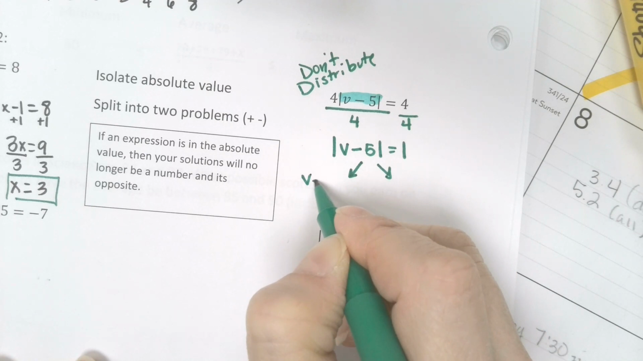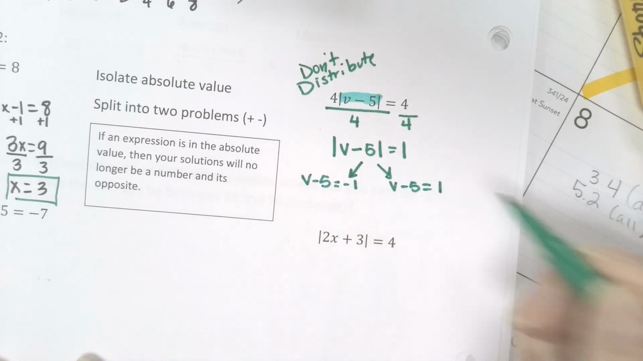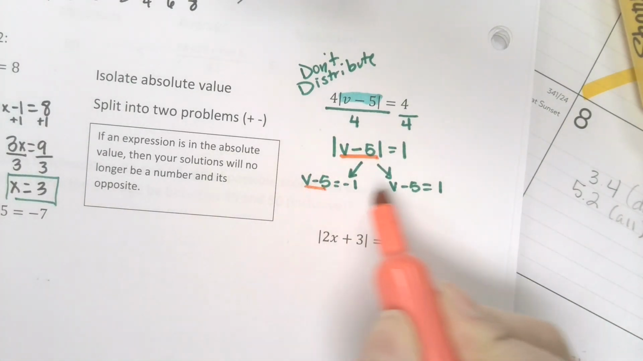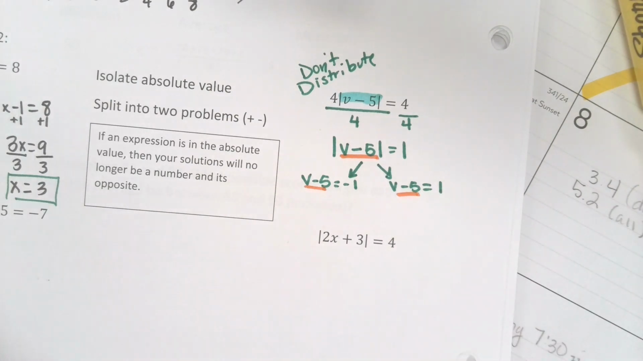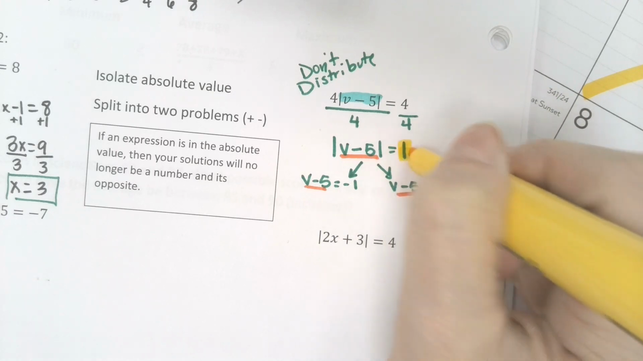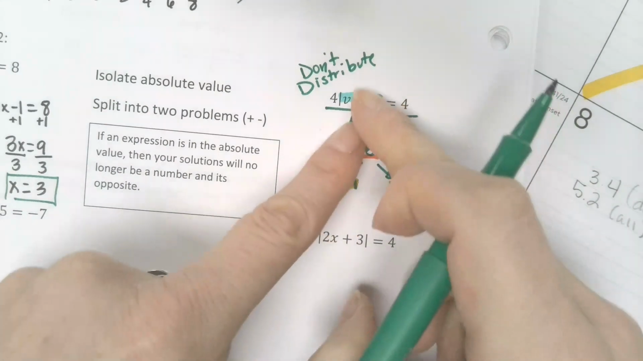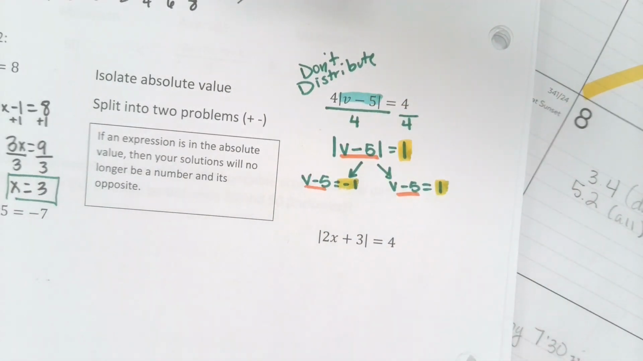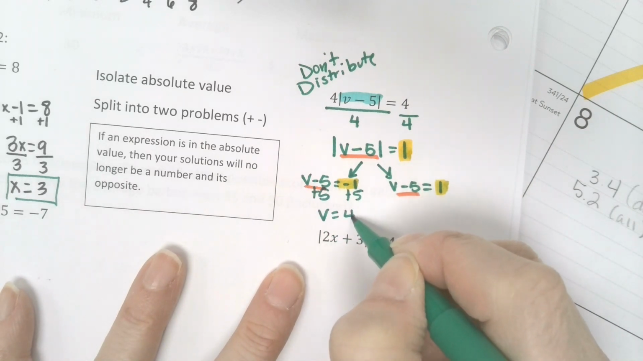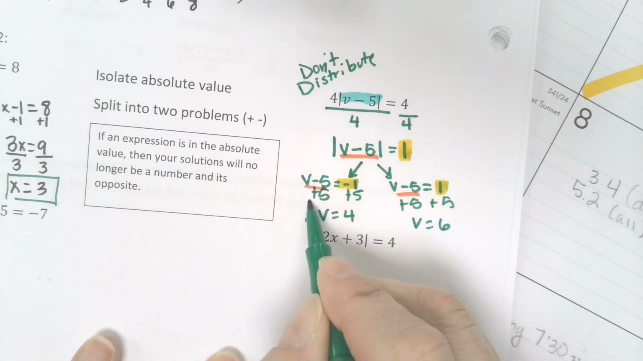And I'm going to say v minus 5 equals negative 1, and v minus 5 equals 1. Notice when I do this that this part of it doesn't change. They're both v minus 5. What's changing is this part. The 1 shows as a 1 and a negative 1. I'm solving for the fact that this might have been either 1 or negative 1. I add 5, I get v equals 4. I add 5, and I get v equals 6. And those are my two solutions.